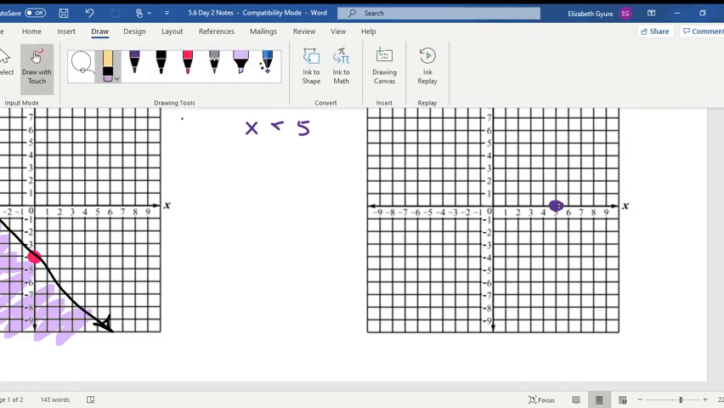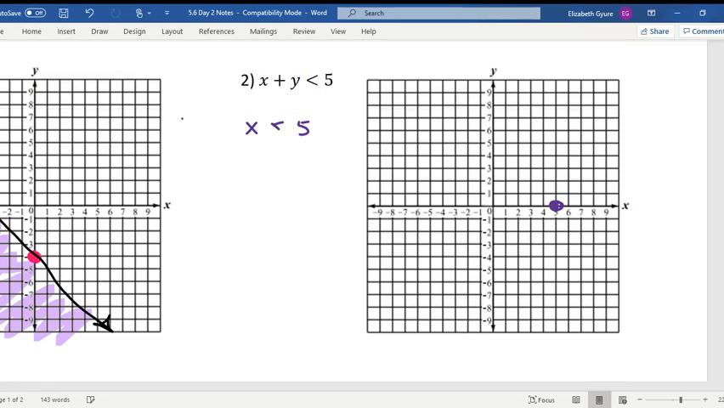Good. Asia, what do I need to cover up to find my y-axis?